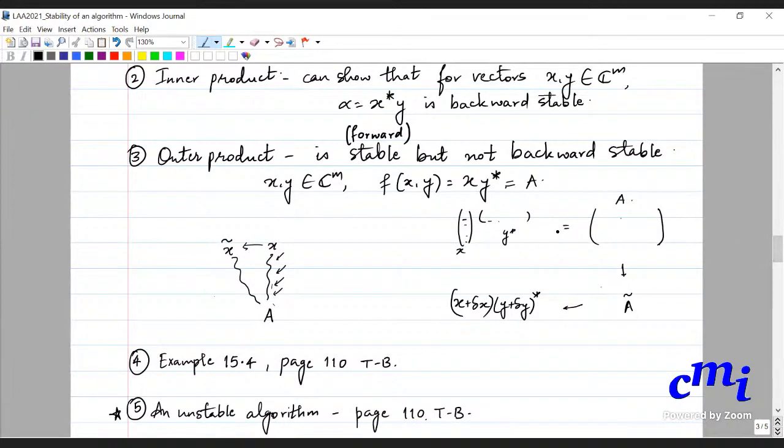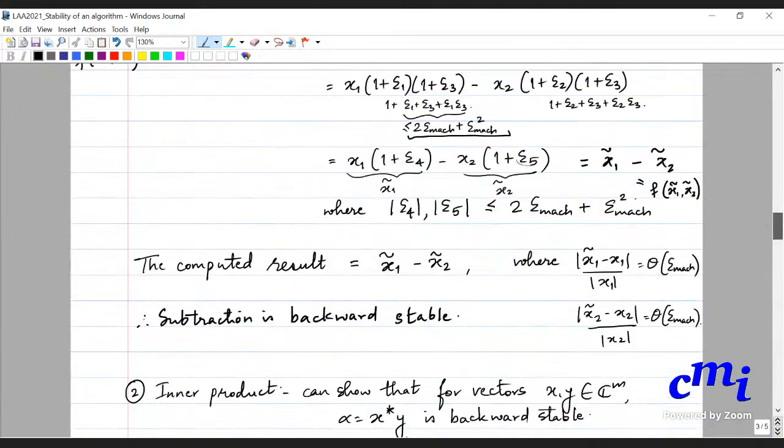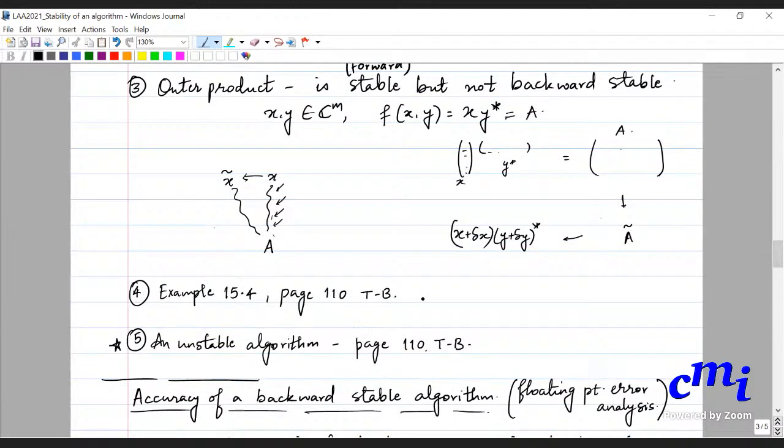And of course, one can show that it is not backward stable by arguments like this. There is one more example that I've stated here that you should look at, and if you have questions with that, I can take it up in the next class. There is an example of an unstable algorithm here. In the textbook there are these two examples that you should look at once to understand a little bit more about stability analysis.